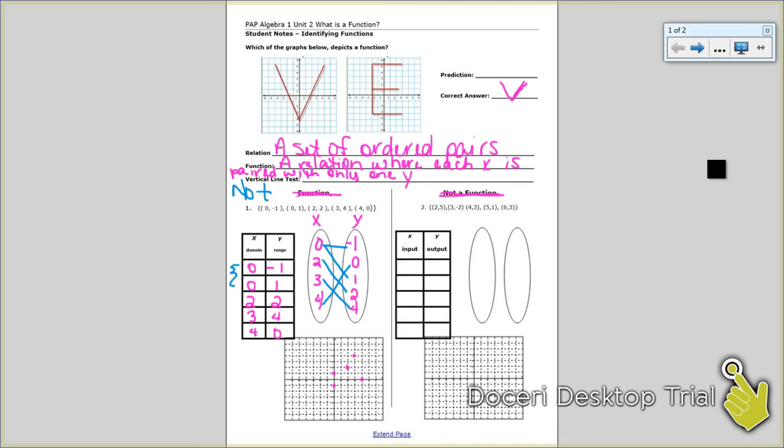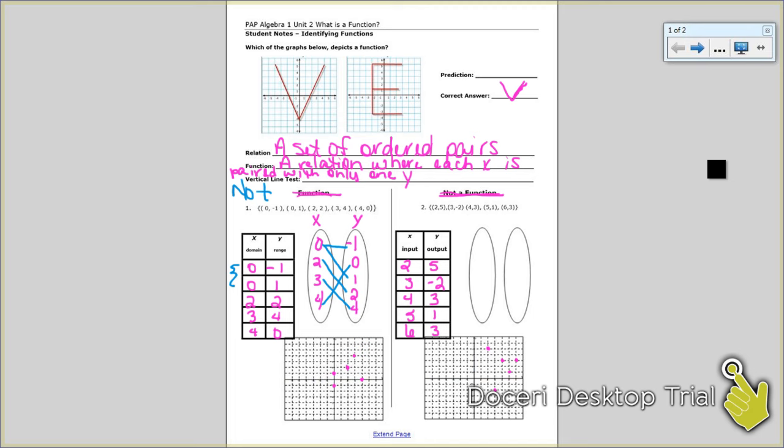So let's do number 2 over here. We're going to put those values in the table. So we're going to list them first. 2, 5, 3, negative 2, 4, 3, 5, 1, and 6, 3. And then we're going to plot them and make a graph. So I have 2, 5, 3, negative 2, 4, 3, 5, 1, and 6, 3. And then we're going to put them in our mapping.